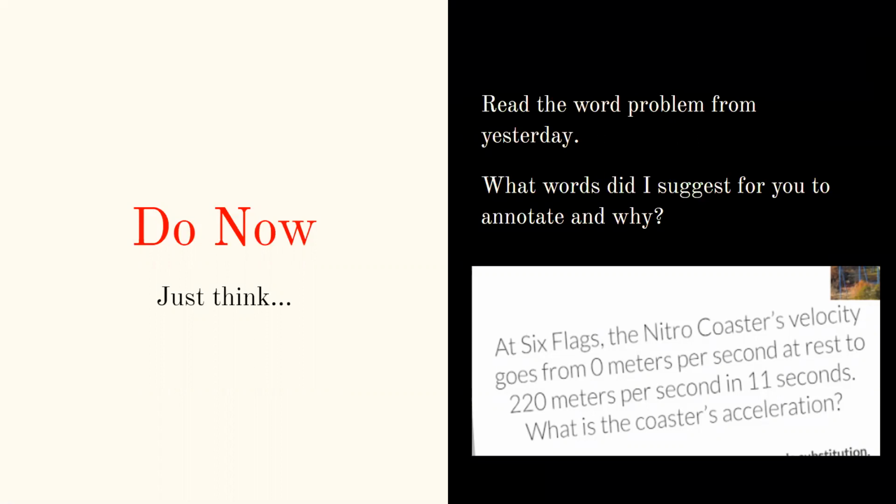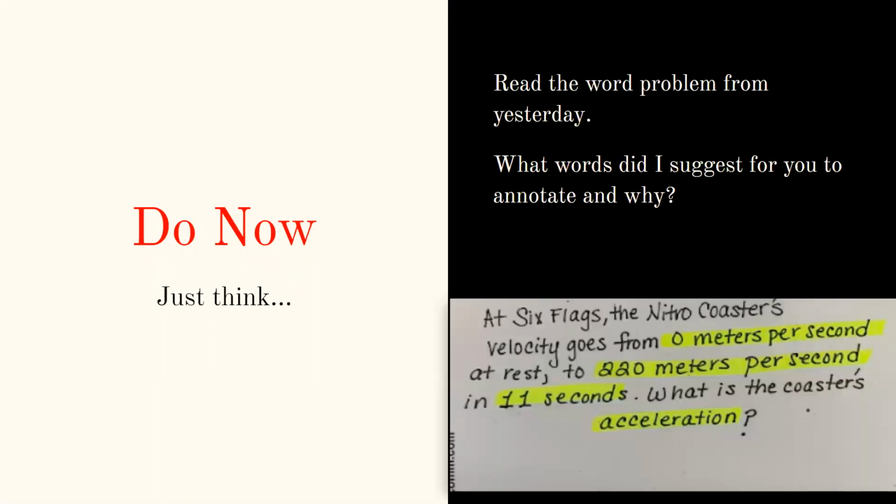We're going to highlight 0 meters per second at rest, and 220 meters per second, and 11 seconds. Why? Because 0 meters per second would be our initial velocity, where we started at rest. And 220 meters per second will be our final velocity, because that's the velocity at which it traveled. And then we're going to circle or highlight, whatever you decide to do, 11 seconds, because that's the time. So final velocity minus initial velocity over time is the formula for acceleration. We need all of those parts to substitute into that formula. You see that there.